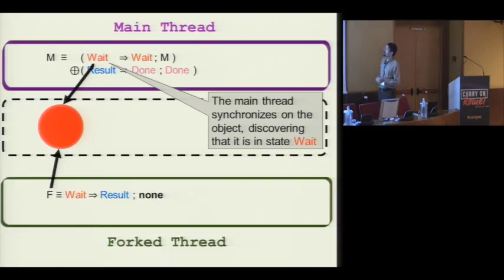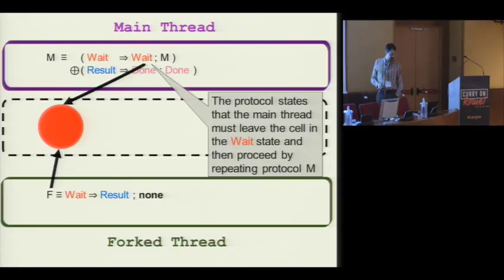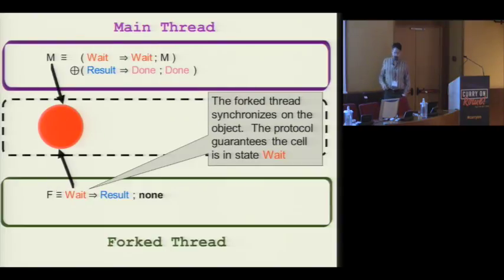It synchronizes on the object and discovers after testing that it's in the state wait. Okay, so the protocol says we have to leave the object in state wait. So this is a transition. In this case, the transition just leaves the object where it is. And we continue with the protocol M. Okay, so this is just a way of looping back to the beginning of the protocol.